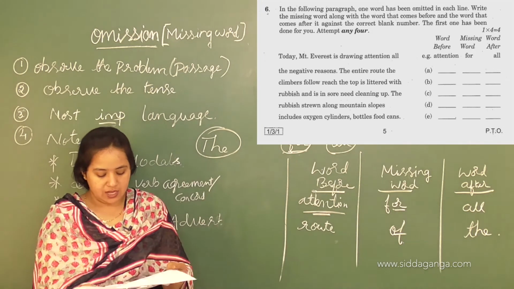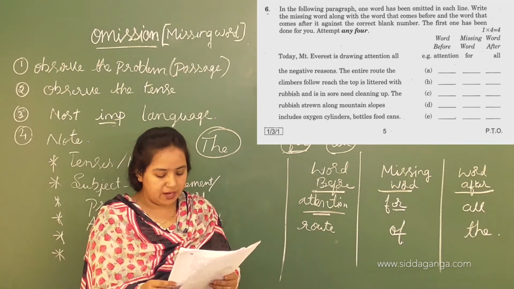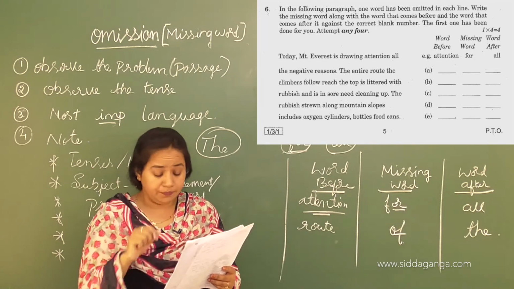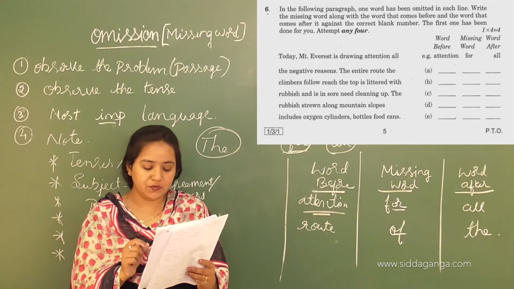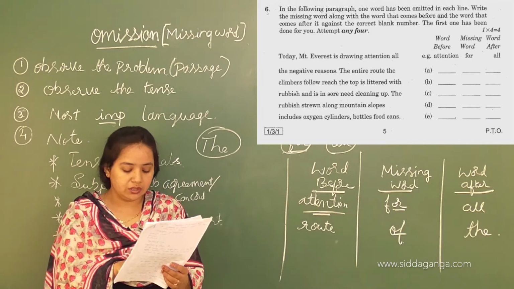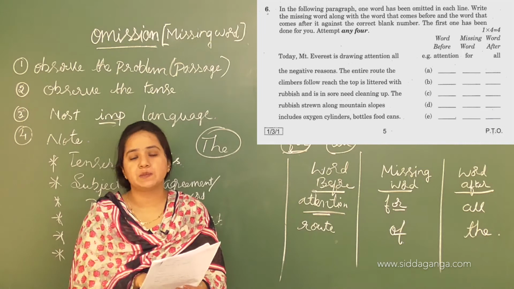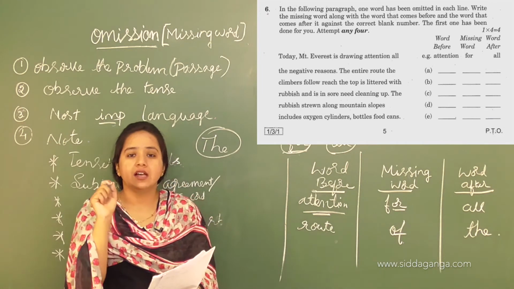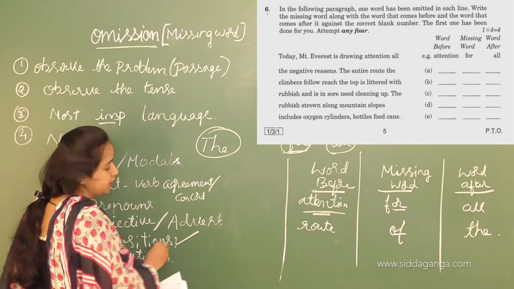Okay, now let's talk about the third line. Climbers follow, reach the top is littered with. Here we get another error. Again, there is a preposition missed. Likewise, like "for" and "of", there is another preposition it has missed.